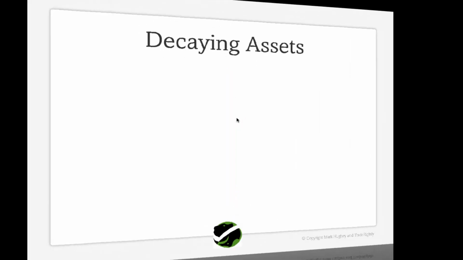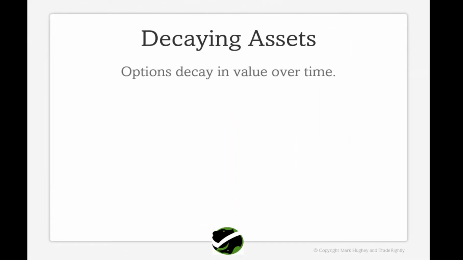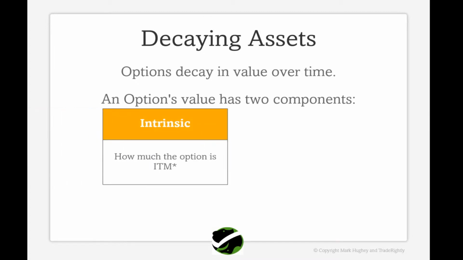Now, one of the coolest characteristics of an option is that they lose their value over time. And that may sound weird that I'm excited about assets that are constantly losing value, but you'll begin to understand why soon enough. An option's value has two components. The first is intrinsic value, which is pretty straightforward. It is simply how much the option is in the money. This is the amount of profit that can be realized if the option were exercised right now.